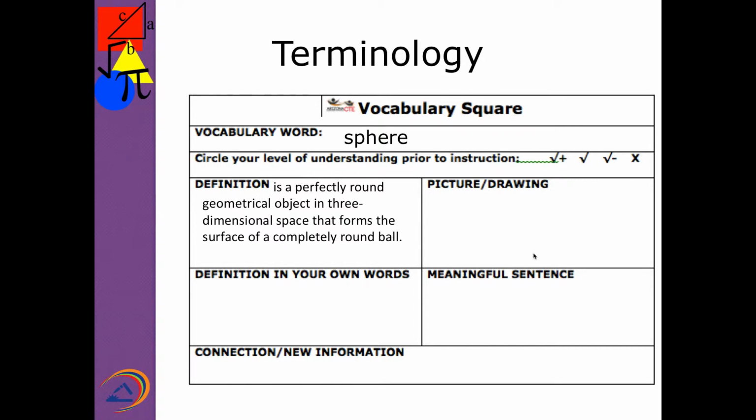And the last one is a sphere. A sphere is a perfectly round geometrical object in 3-dimensional space that forms the surface of a completely round ball. So it's like a ball. So pause the video while students fill out the vocabulary squares. Have them share their meaningful sentence with their partners, and I'll meet you back here in a few minutes.